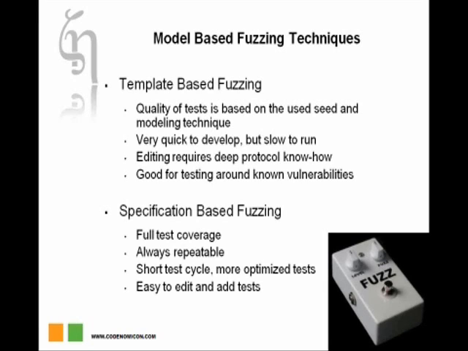So the biggest difference between these is that template-based fuzzers are, of course, always very general purpose. You can use exactly the same tool to test hundreds of different protocols. Specification-based fuzzers are much more targeted and get much better test coverage on the specific protocol they are targeting, but cannot easily be used to test other protocols.